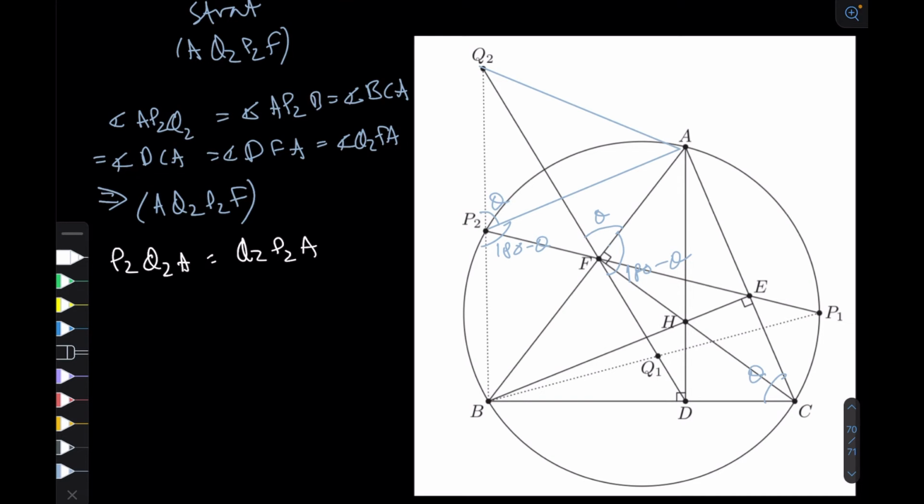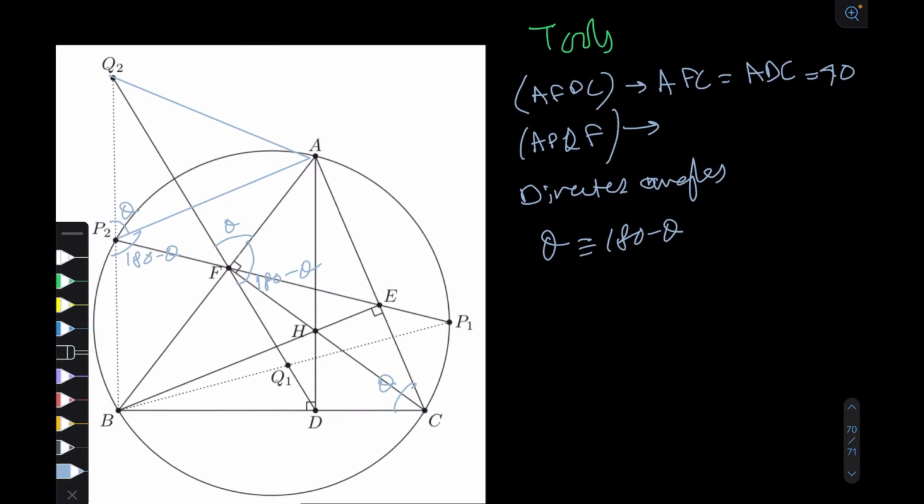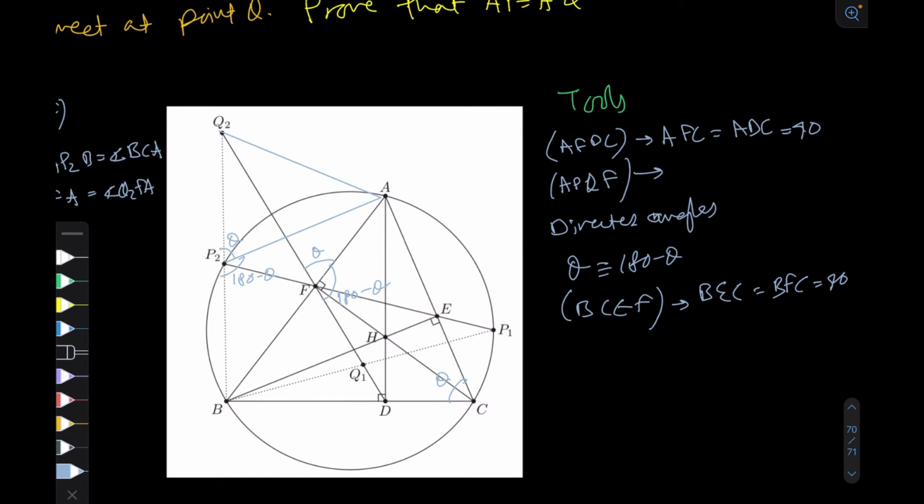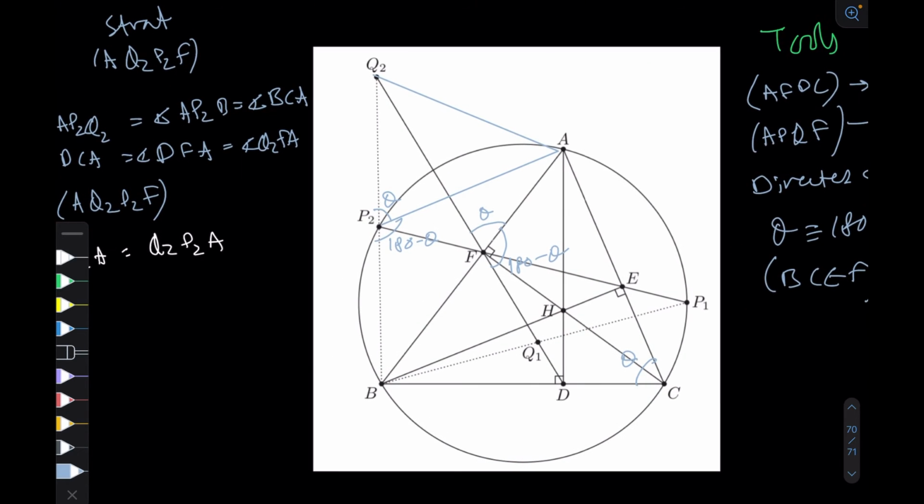And so what I will do is I will again try to make use of the fact that there are a lot of cyclic quadrilaterals here. So up in the tools, I can now see that the cyclic quadrilateral BCEF will also be of use. And of course, this is true because BEC is the same as BFC, which is 90 degrees. So let's try to use this one.